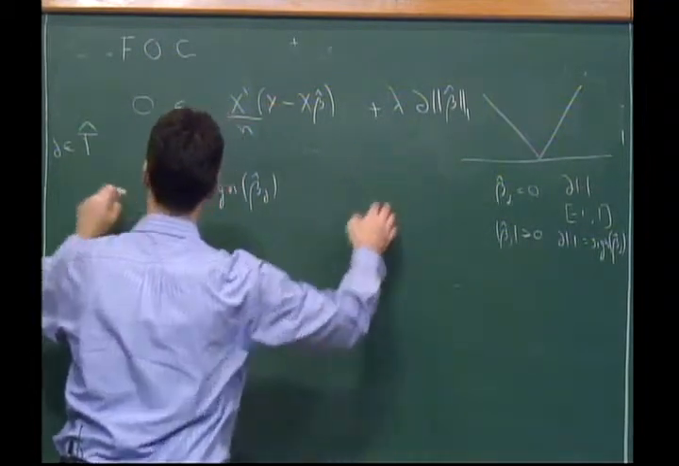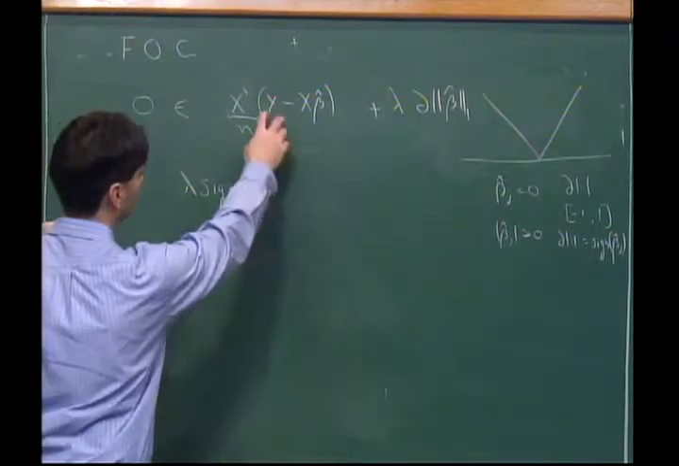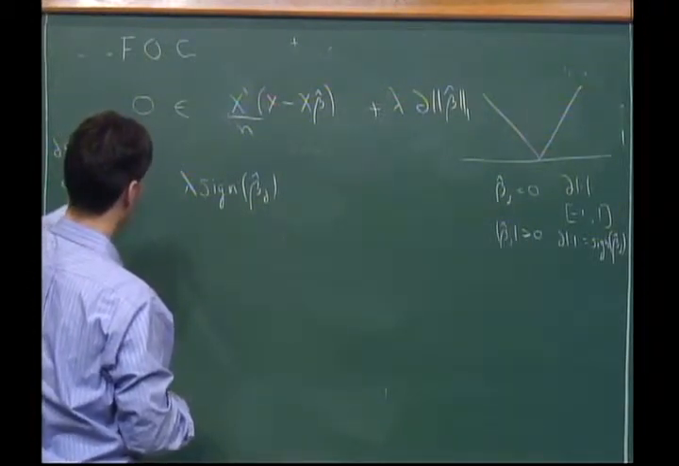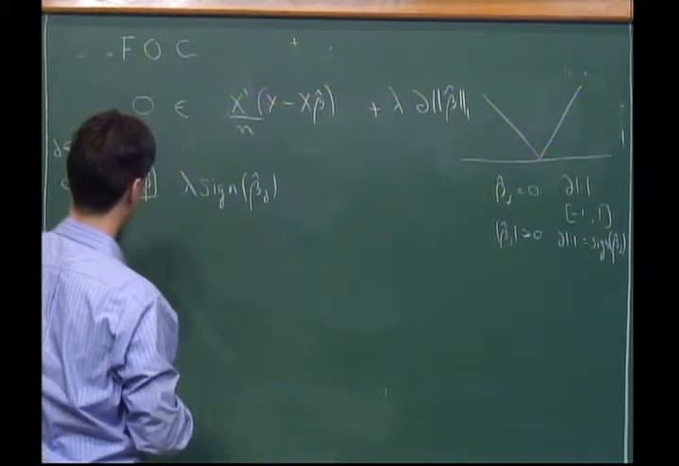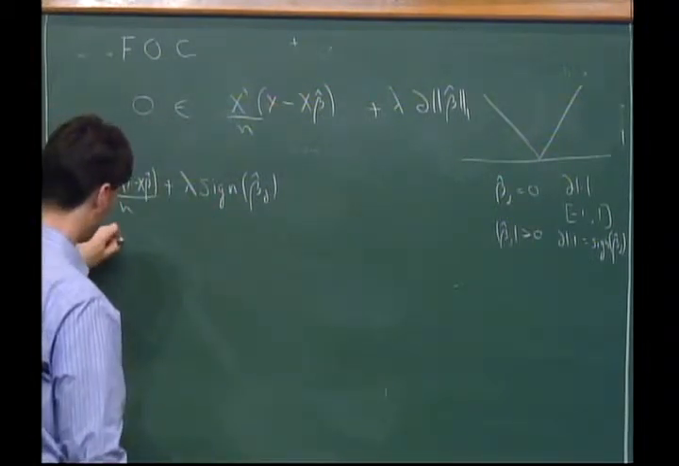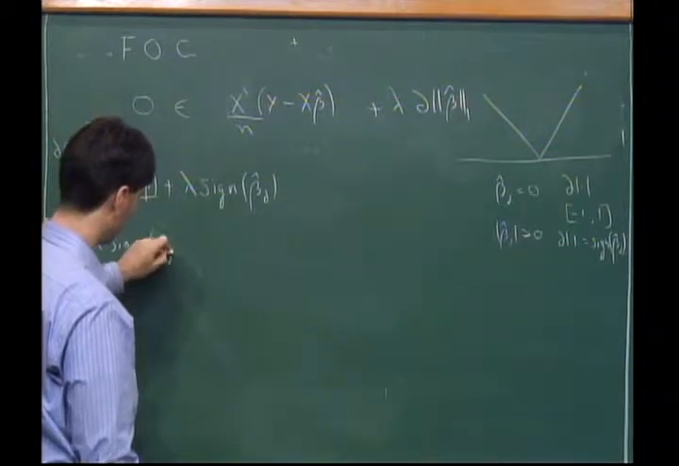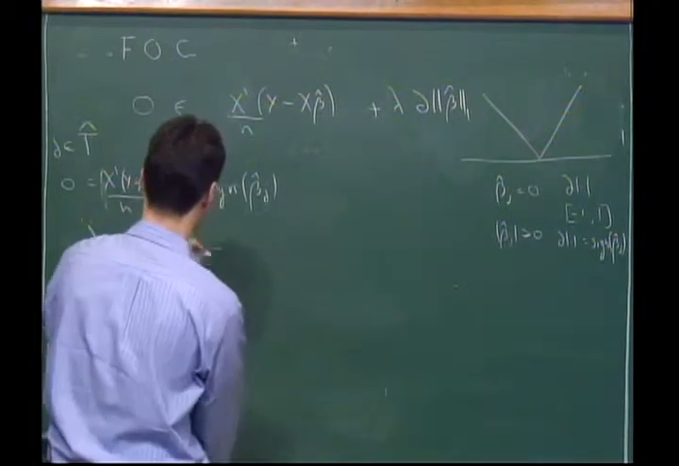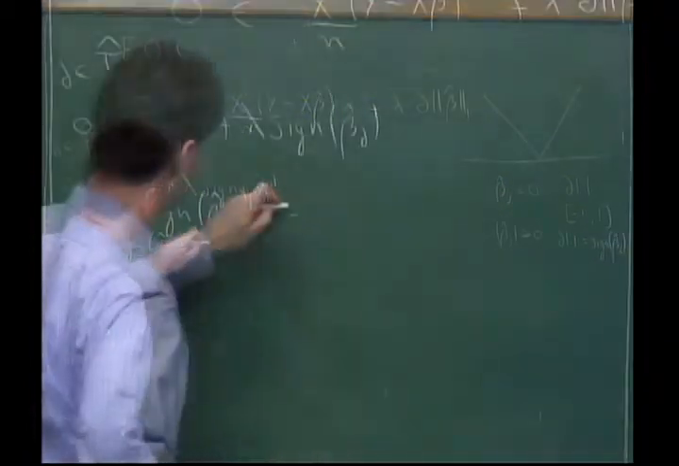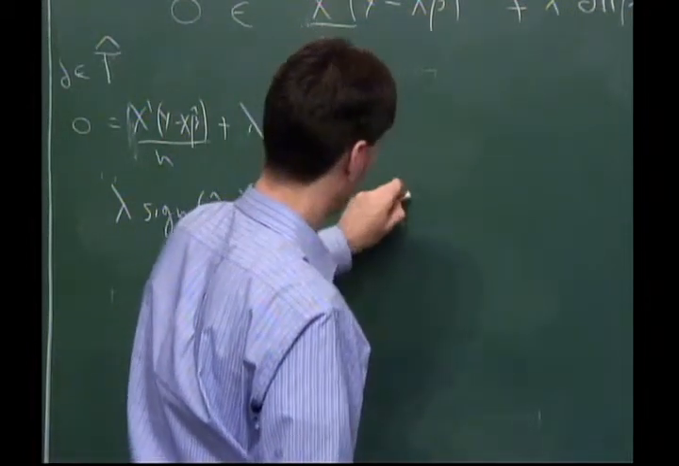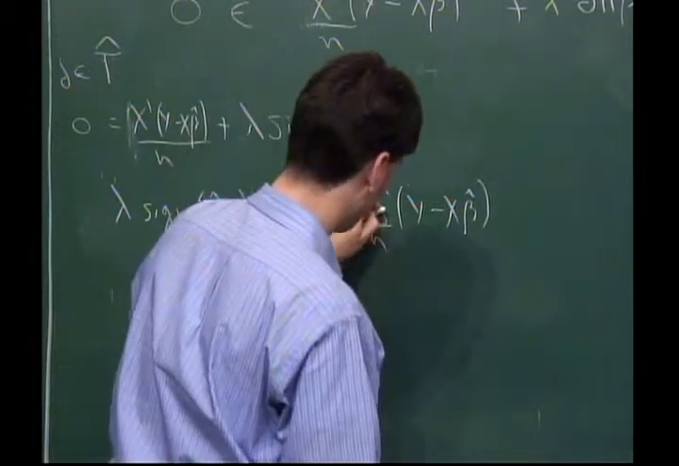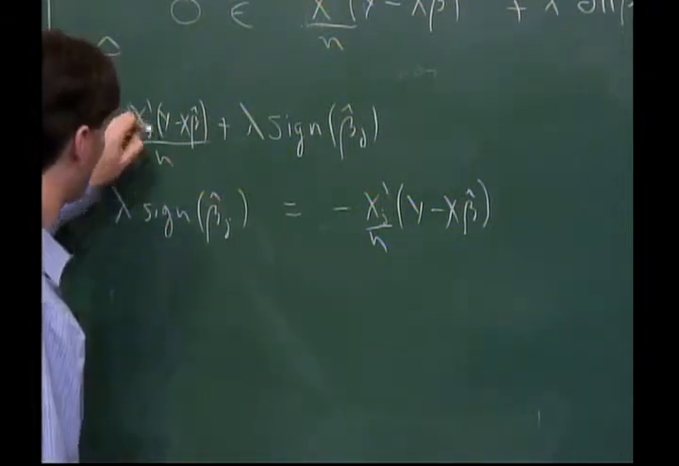So 0 equals x transpose (y minus x beta hat) over n. So essentially, we have lambda sign of beta hat j. Okay, I can do, yes, equals minus x transpose (y minus x beta hat) over n for the jth column.